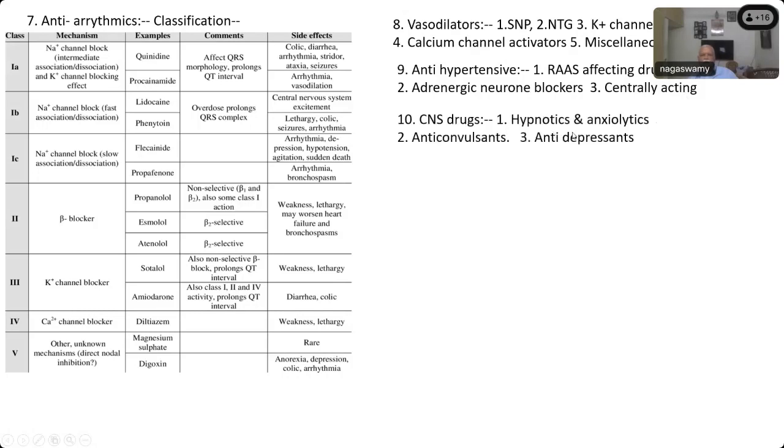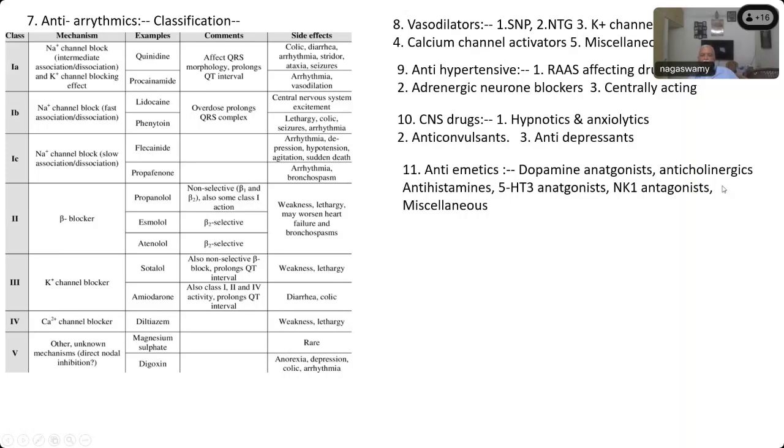And CNS drugs: hypnotics, anxiolytics, anticonvulsants, and antidepressants. These are also some of the drugs which can be asked. Antiemetics. This is one category which may be very commonly asked, especially 5-hydroxytryptamine antagonists. What is the common drug that we use under this category? Ondansetron, and the newer generation, granisetron.